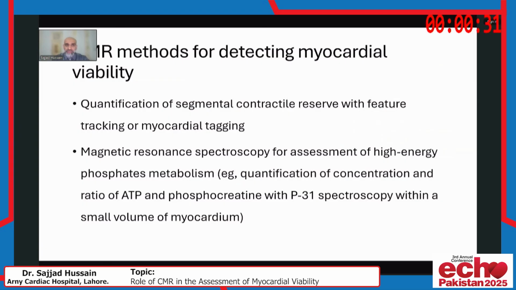And these are some of the newer methods, where we talk about quantification of segmental contractile function with feature tracking or myocardial tagging, but this is still in the research phase. And you can use MR spectroscopy for assessment of phosphate metabolism, something on the lines of PET scanning, but again, that's simply in the research phase.